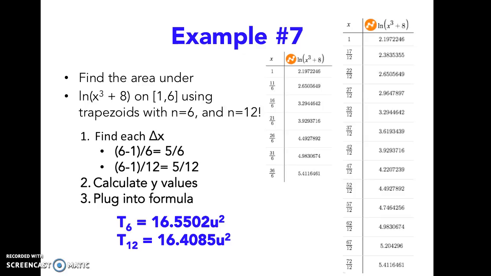So first we're going to get T sub 6 equals 16.5502 units squared, and T sub 12 equals 16.4085 units squared. And keep in mind, the more trapezoids you use, the more accurate your answer is going to be. So really, more often than not, we want to use T sub 12 as opposed to T sub 6.